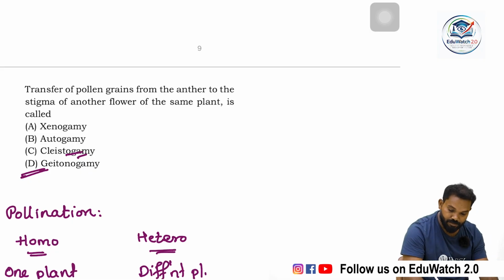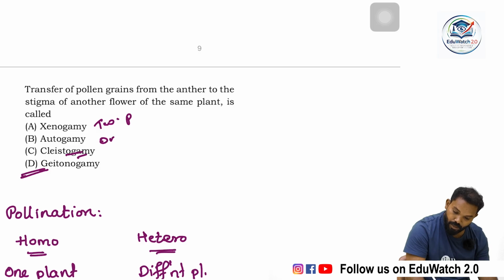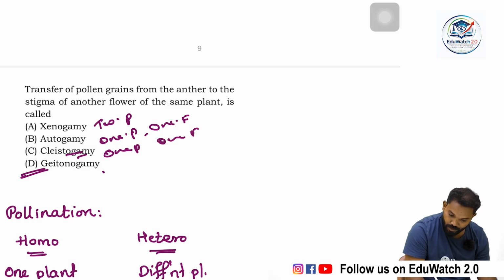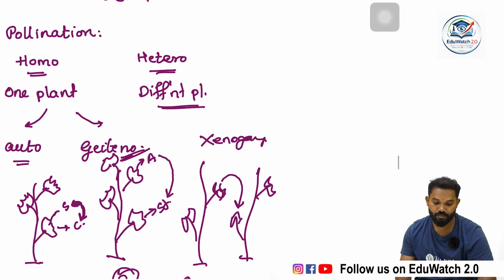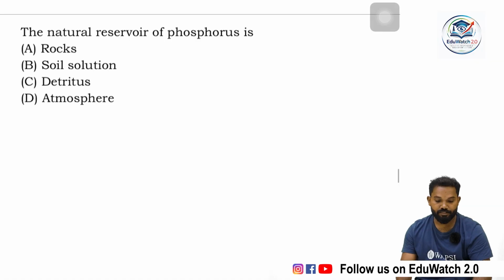Xenogamy takes place in two plants. Autogamy, one plant, one flower. Cleistogamy, one plant, one flower. Geitonogamy, one plant, two flowers. So the answer is D. Then the next question.